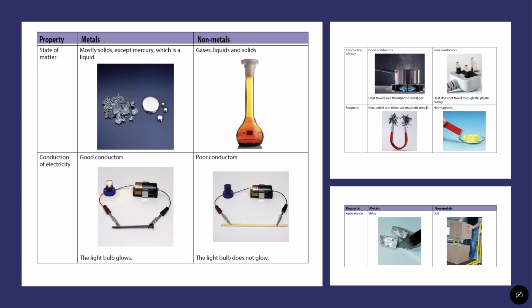Okay, then we're looking at magnetism. So we can see that the cobalt or the iron are good magnetic metals, they attract each other. And the non-metal, you could see on the right-hand side where we have that little block, looks like cheese, maybe butter. If we put a metal against it, it's not going to attract it. Even the glass, it's not going to attract to it. Then we look at the appearance of metals. They're shiny, and non-metals are basically dull.